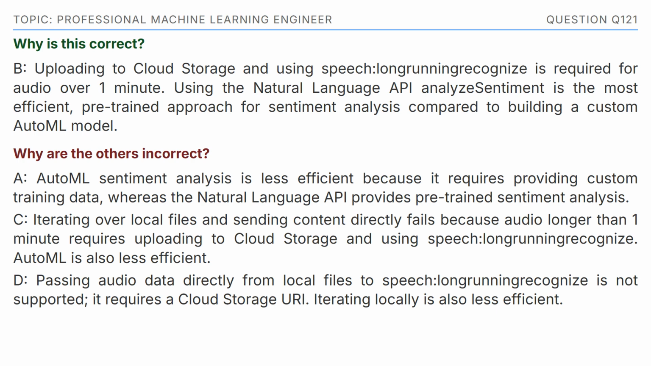Why are the others incorrect? A. AutoML sentiment analysis is less efficient because it requires providing custom training data, whereas the natural language API provides pre-trained sentiment analysis. C. Iterating over local files and sending content directly fails because audio longer than 1 minute requires uploading to cloud storage and using speech long-running recognize. AutoML is also less efficient. D. Passing audio data directly from local files to speech long-running recognize is not supported, it requires a cloud storage URI. Iterating locally is also less efficient.